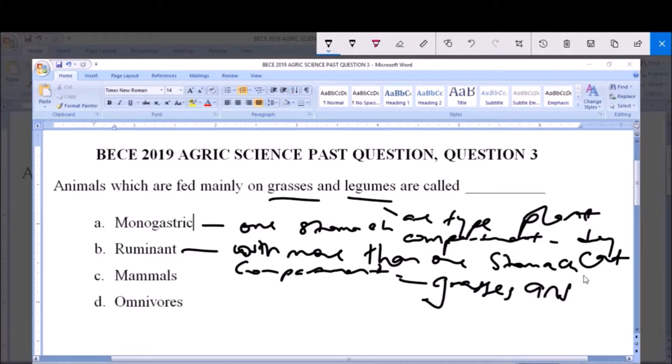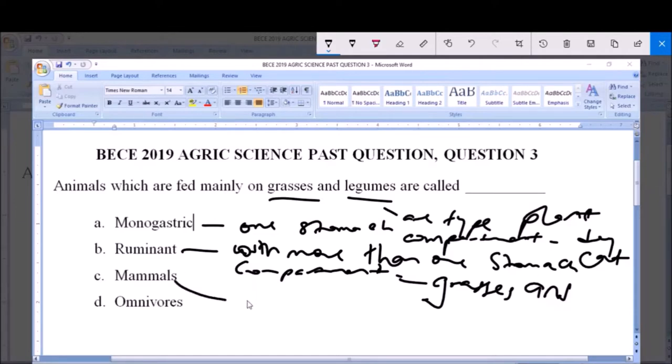Because of the stomach compartments that they have, they are fed with grasses and legumes. It gives them the ability to bring back the food after it has been swallowed, so that they can regurgitate it and chew it again. What you call chewing the cud. So these are ruminant animals.